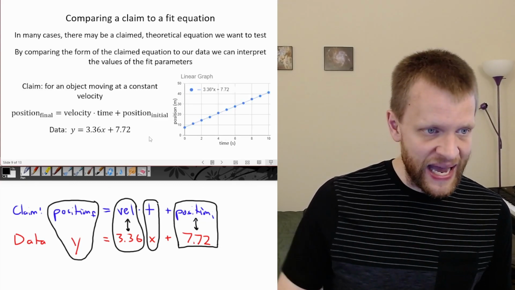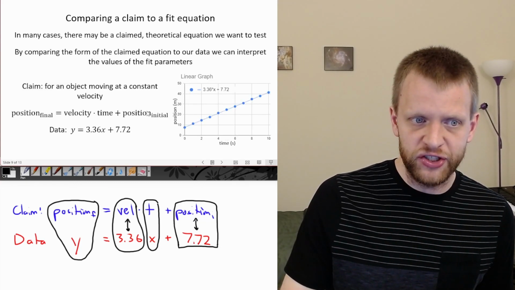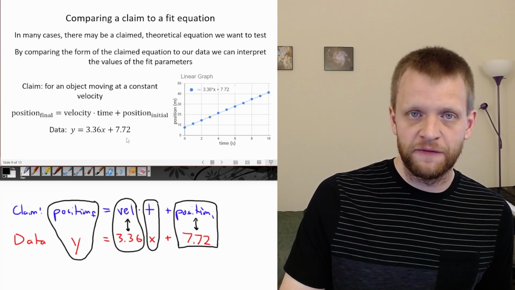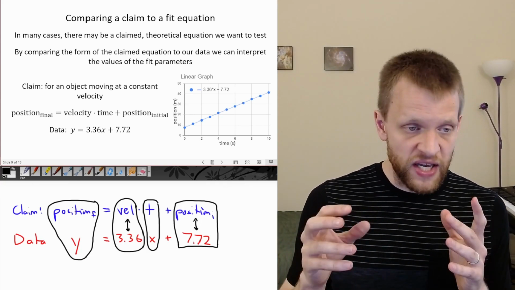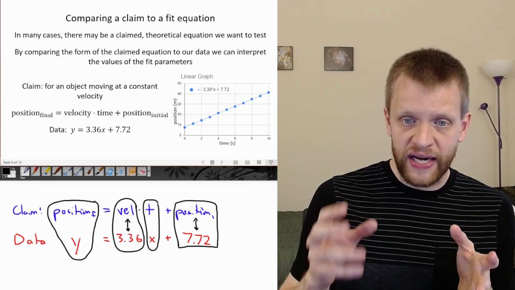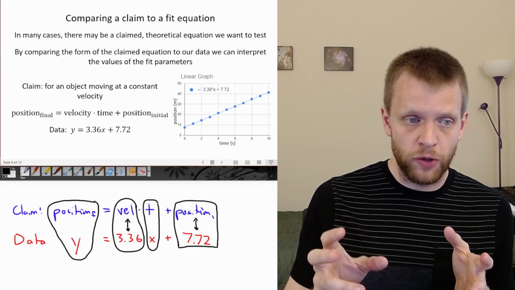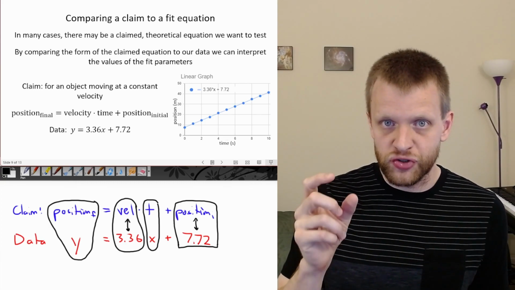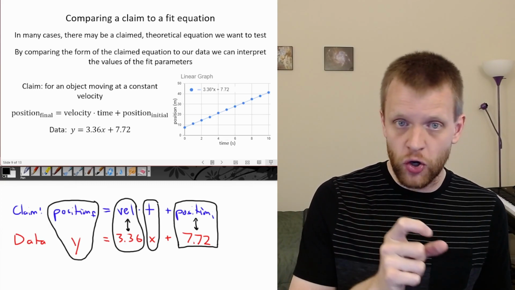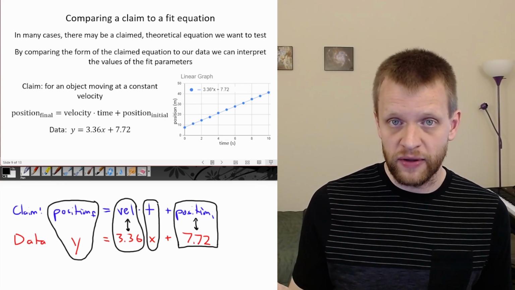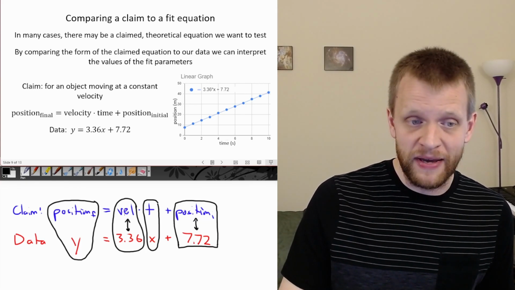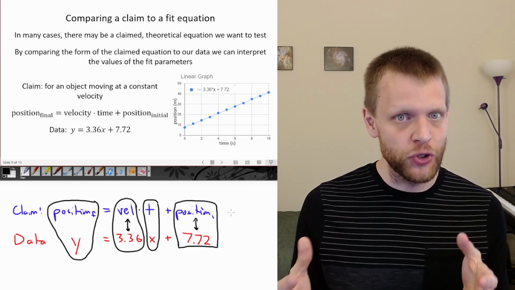So again, if we have these two equations, our claimed equation and our best fit from whatever particular pattern we've found in our data, we can line those up and give a physical interpretation of what those fit parameters, in this case the slope and the y-intercept, actually correspond with. This is a method that, again, is super, super useful.